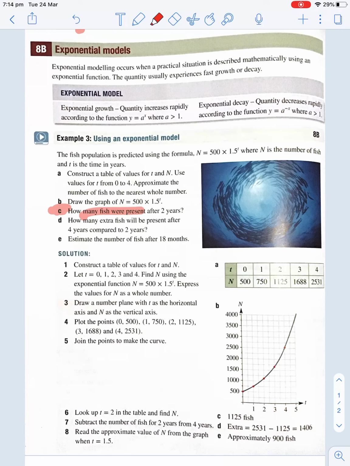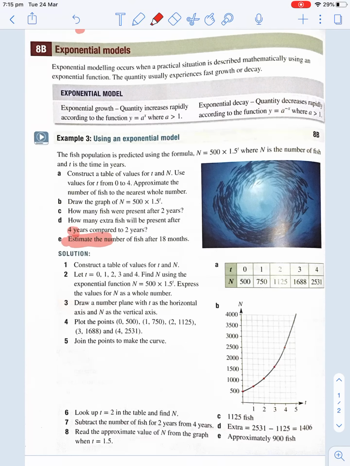Question C, how many fish were present after 2 years? Well, you can see right here at the 2 year mark, there are going to be 1,125 fish present. How many extra fish were present after 4 years compared to 2 years? You're just comparing the number of fish after 2 and 4 years, so the difference between those two numbers. Nice and simple.